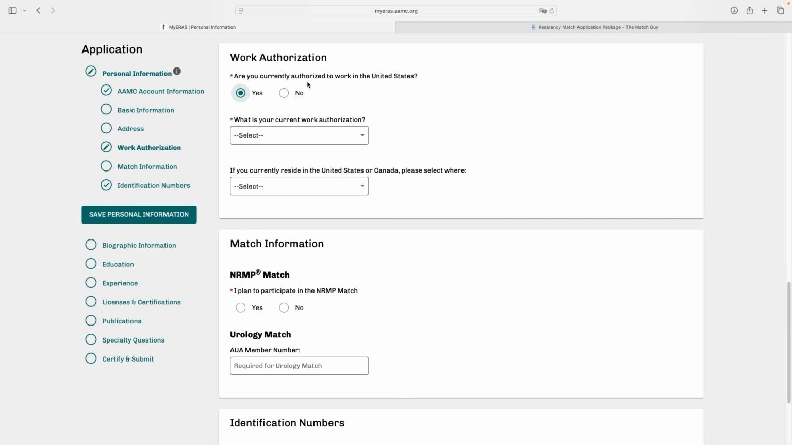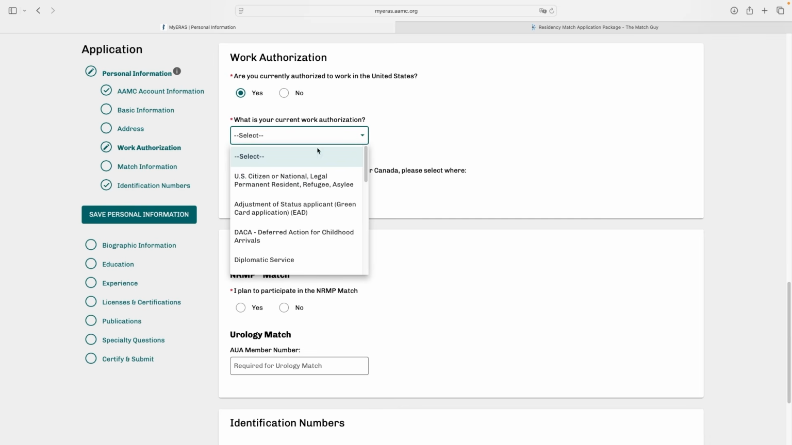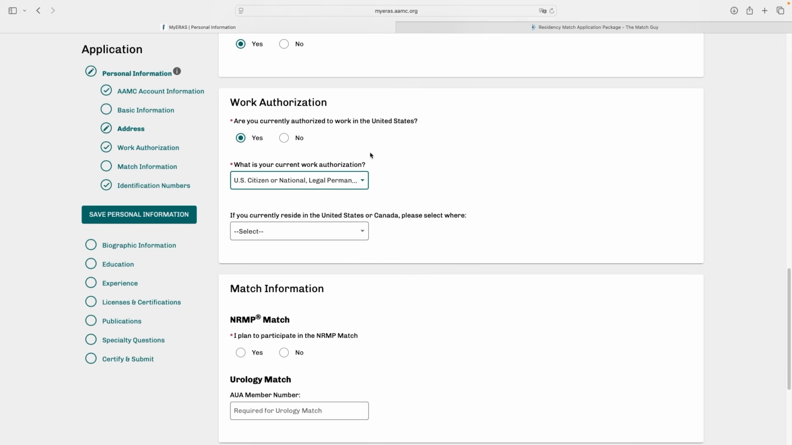So if you answer that yes, you're authorized to work, you need to tell them what kind of work authorization you have. Are you a citizen or a green card holder? Do you have an EAD or any of these options here? Because again, if you answer yes, that assumes that you don't need visa sponsorship. So you have to have your own work authorization without needing sponsorship from the program.